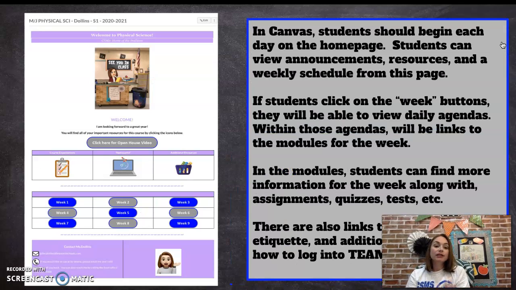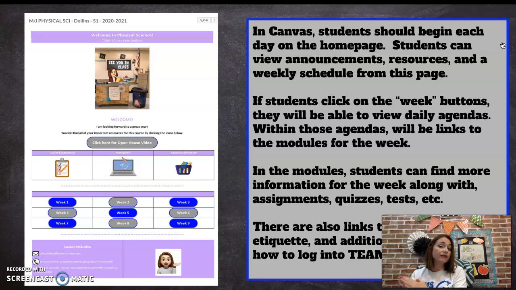What I want to show you, this is the home page of Canvas, and I hopefully have it laid out in a way that's very easy to understand. When you log in, you're going to see course expectations. That contains the syllabus that lays out how I teach my course. You're going to see in the middle Netiquette, which is our online etiquette that we are teaching students this year. And then you're going to see additional resources.